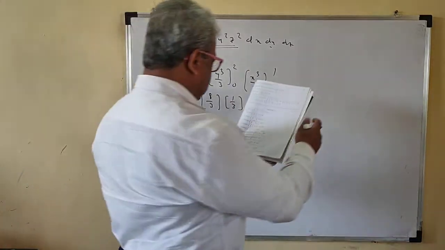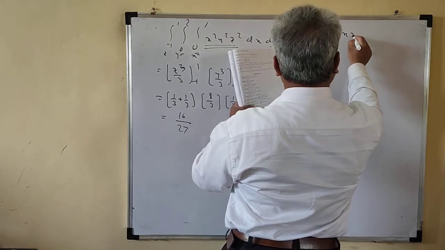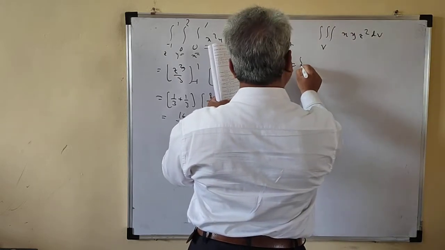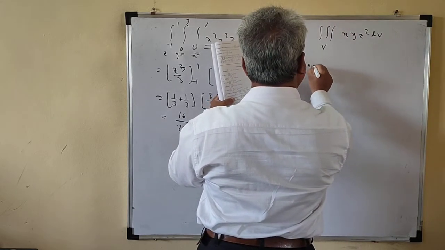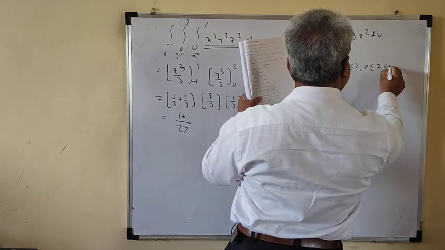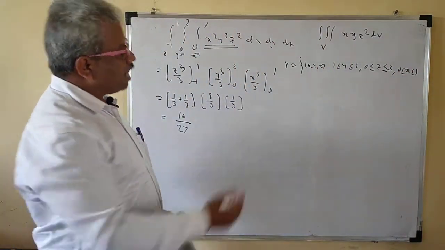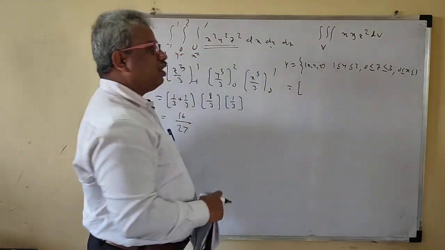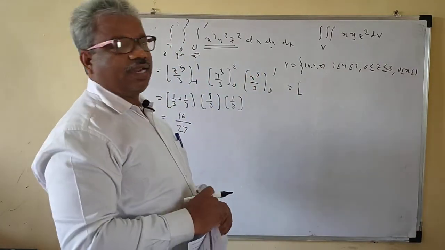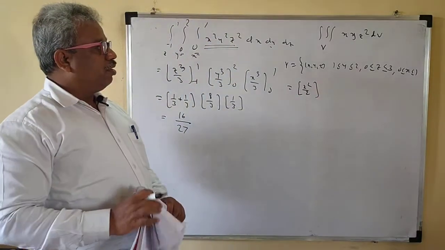Now suppose we have this integration over V of x y z square dV, suppose, and your V is x y z, 1 less than or equal to y less than or equal to 2, 0 less than z less than or equal to 3, 0 less than or equal to x less than or equal to 1. So directly we can integrate this, because this is the product. The limits of x, y, z are constant here. Integration of x is x square by 2.